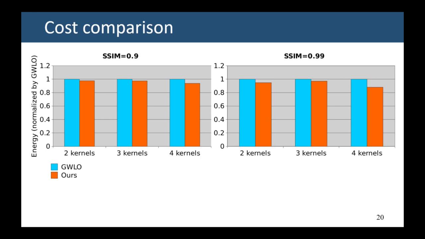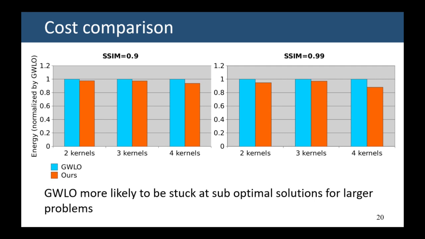And the difference is clear for more complex scenarios, which means that the global search is more likely to be stuck at a suboptimal solution when the problem becomes more complex.